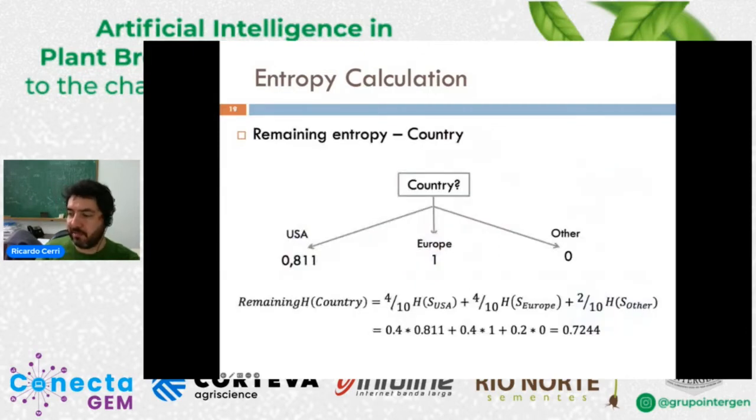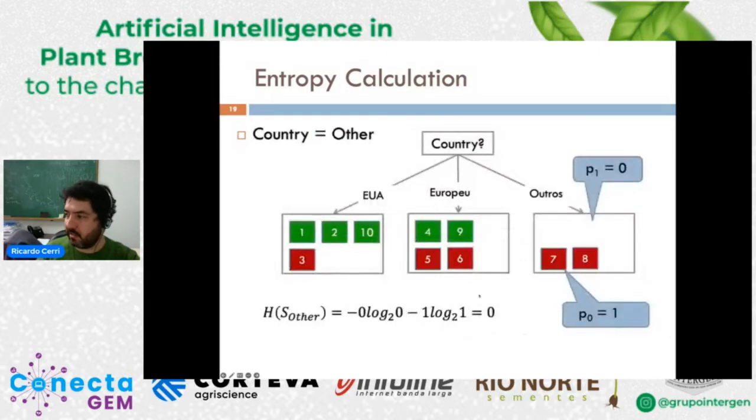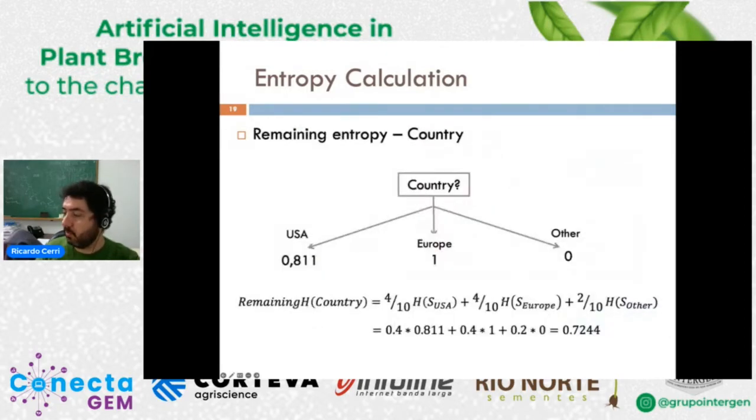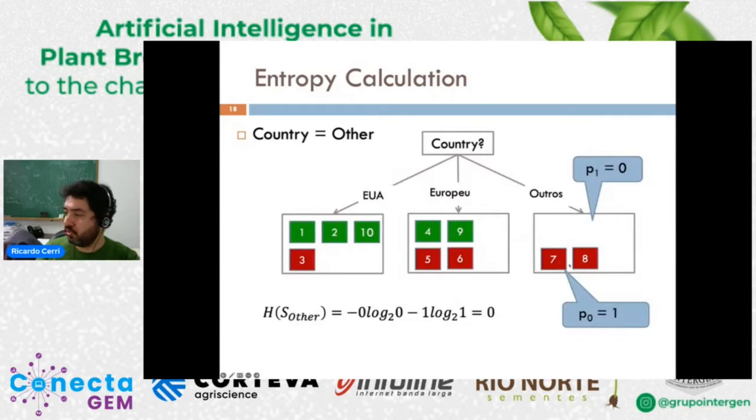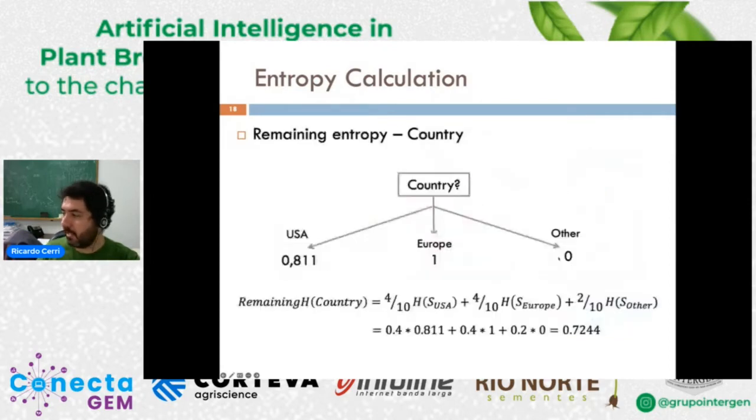So it's 4 divided by 10 multiplied by the entropy in this subset, plus 4 divided by 10 multiplied by this entropy, plus 2 divided by 10 multiplied by the entropy calculated for this subset. So the remaining entropy for the feature country is 0.7244. We are going to perform these calculations for all the other features.